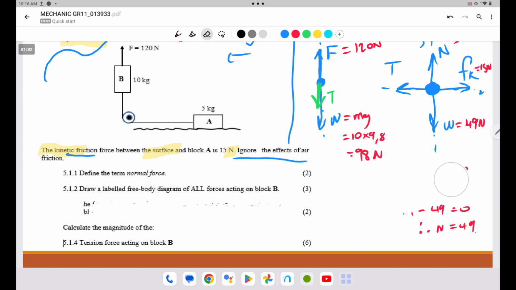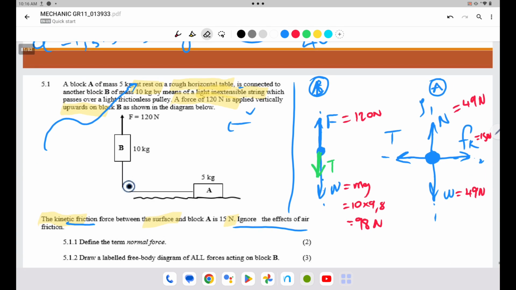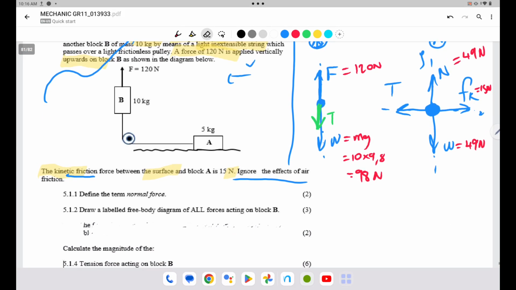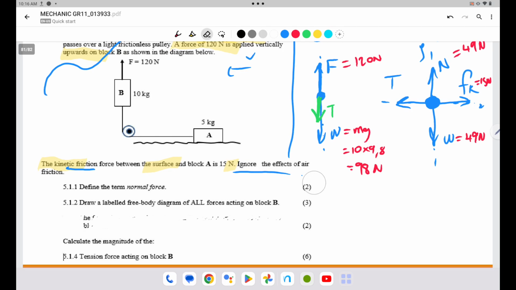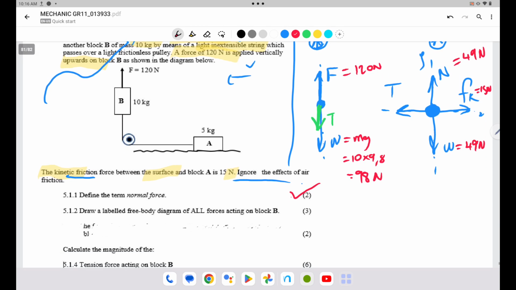I think we have done a pretty thorough analysis. The first one says define normal force. I know you've got that one in the pocket. The second one says draw a labeled free body diagram showing all forces acting on block B. It says 3 marks, and they didn't say anything about relative magnitude, so we can apply 1 force, 1 mark. If we look at the free body diagram, indeed we have 3 forces, 1 mark for each.